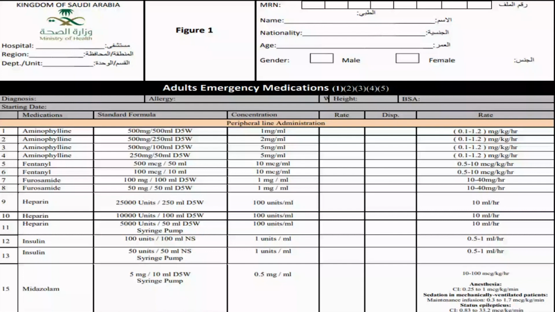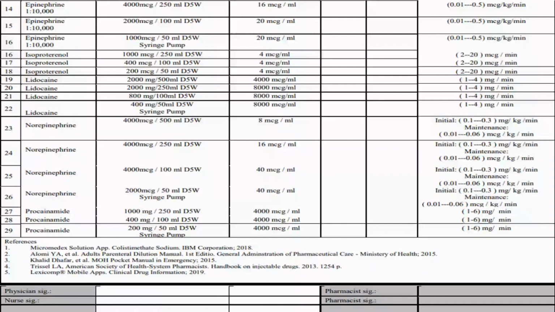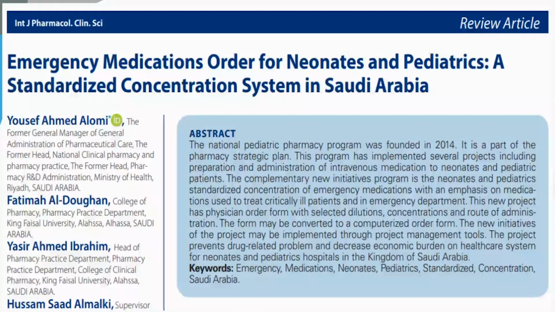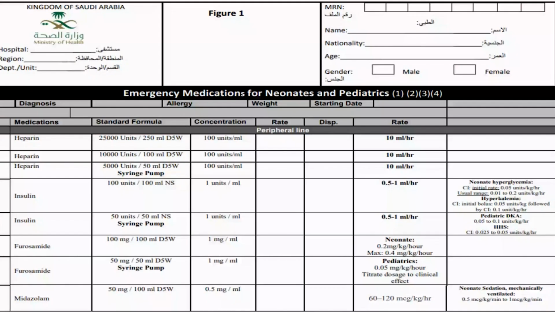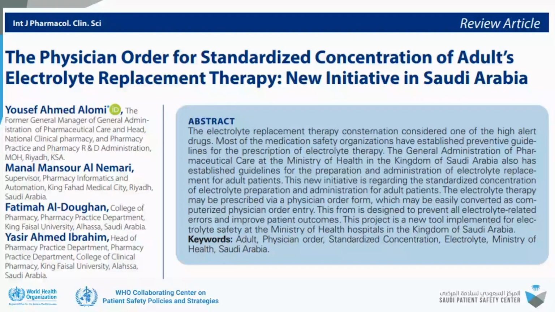This is a list of emergency medication. This is for adults and this is for neonates. Also in neonates, they found a lot of error for emergency medications. We specify the concentration, the type of administration, peripheral line or central line, the concentration rate and maximum rate. And also we standardized a lot in the guideline for electrolyte replacement, how much you give the patient. This is the list.